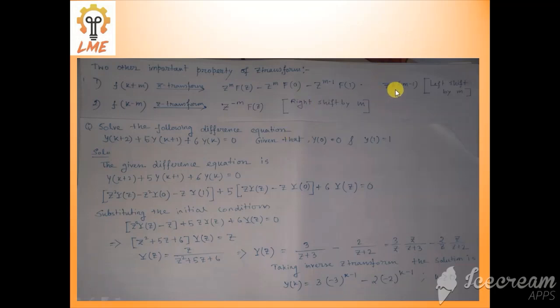Okay, these two formulas are extremely needed, that is why I am telling you these two formulas you have to remember. The proof is not in your syllabus. Now, if you are asked to perform the z transform of f(k+2), you just put the value 2 in place of m. That is z square F(z) minus z square f(0) minus z to the power 2 minus 1, that is z into f(1). Okay, in this way.